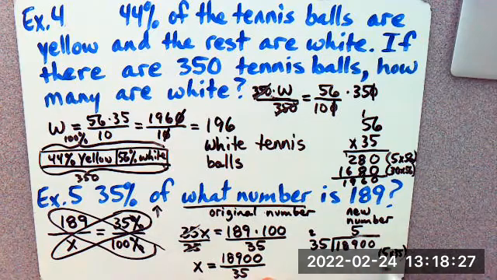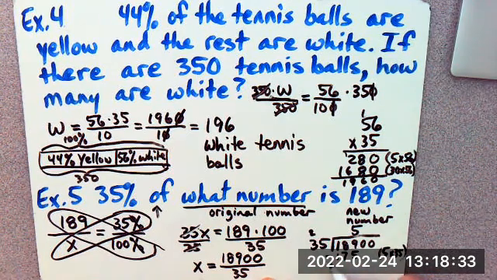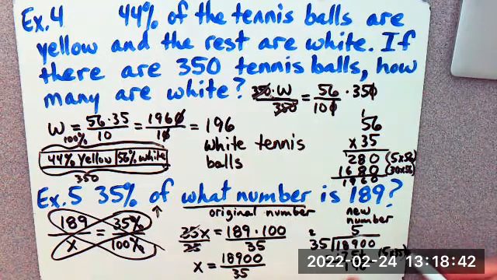So 5 times 5 is 25, carry 2. 5 times 3 is 15, plus 2 is 17. So when we subtract, we get 41. We drop a 0 down. So we ask how many 35s in 140. Well, we know that's 4 because we just did it. Okay, so we have 4 times 35.